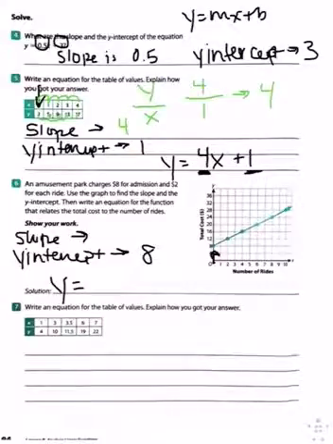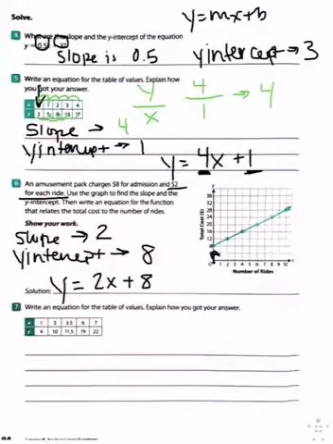If you look at the problem, it says it's $2 for each ride, $2 per ride, so our slope is 2. Our equation is then y equals 2x, because it has to be mx form, and m is the slope, plus 8, because 8 is the y-intercept, so it would be the plus b.